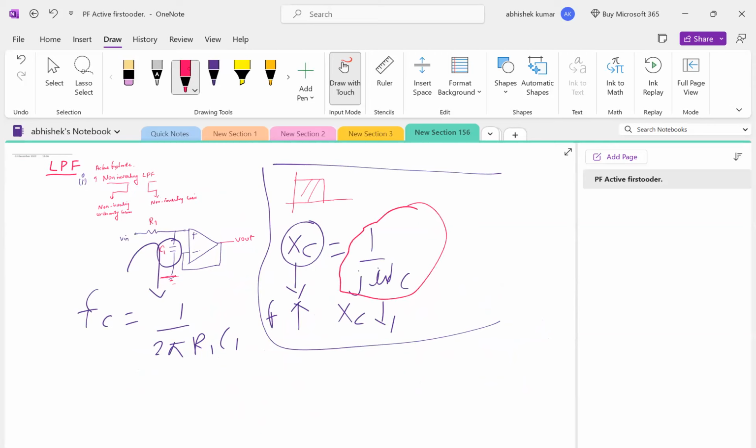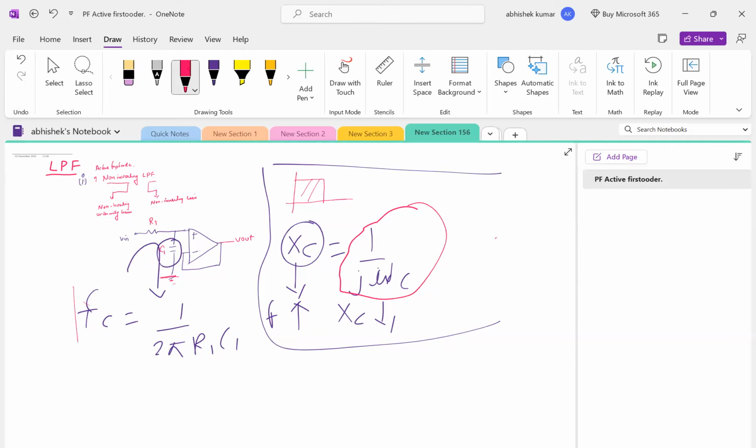Reactance is almost like resistance, but for a capacitor. The meaning is the same. So this cutoff frequency FC equals 1 by 2 pi R1C1, that I remember.